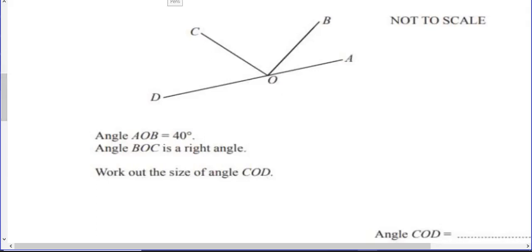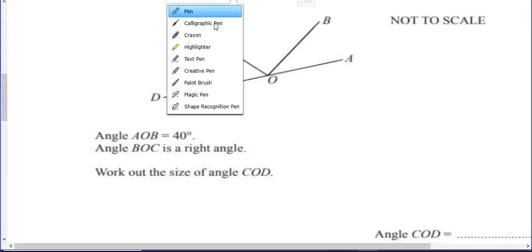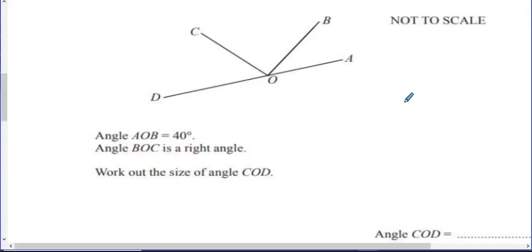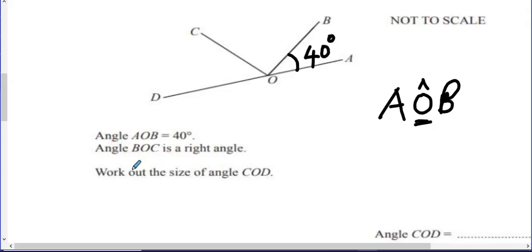So when they say angle AOB is 40 degrees, what they are focusing on is the middle letter. When they say AOB, they are referring to this angle here, angle O. So AOB simply means this angle here. AOB is 40, so go ahead writing 40 degrees here.